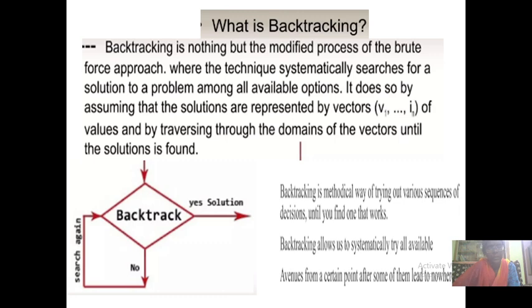Simply, backtracking is a methodological way of trying out various sequences of decisions until you find the one that works. That is, backtracking allows us to systematically try all available avenues from a certain point, after some of them lead to nowhere. So if there is a dead end, we need not stop. Again we can backtrack and find out different solutions also. That's the important story of backtracking.